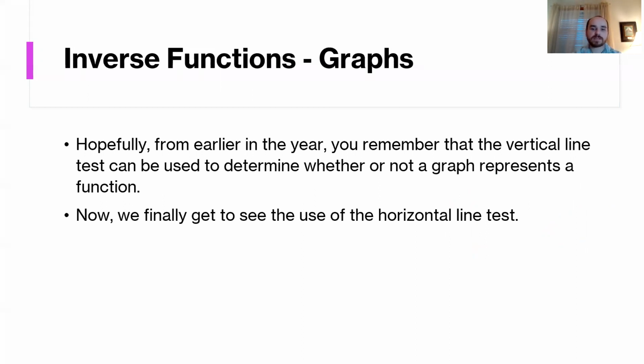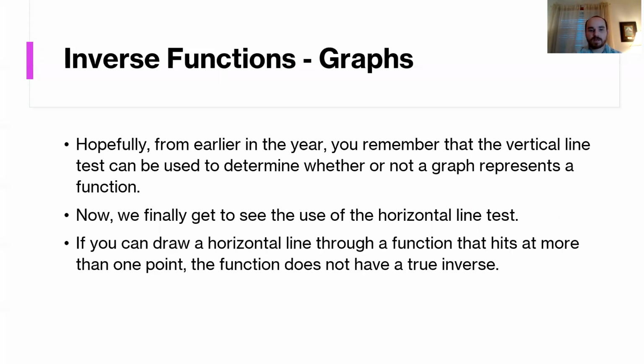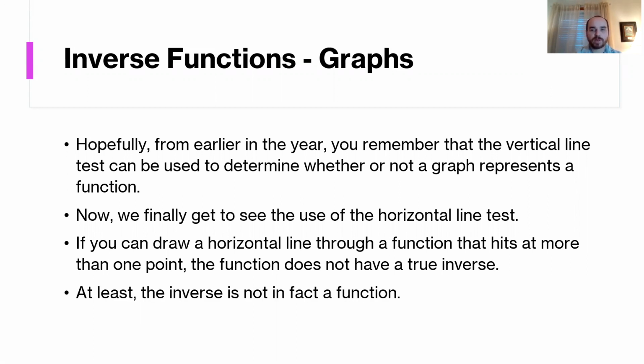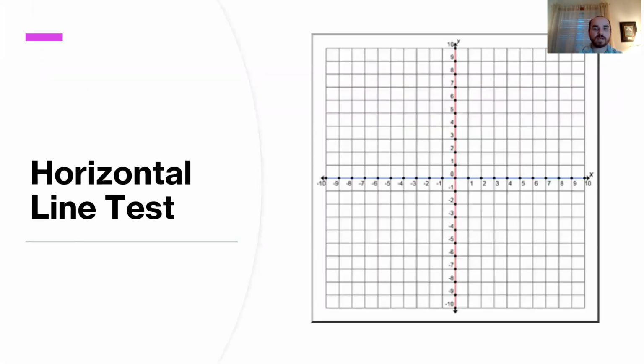Now, we finally get to see the use of the horizontal line test. The way the horizontal line test works is if you can draw a horizontal line through a function and it hits at more than one point, so same thing as the vertical line test, then the function does not have a true inverse. Now, that probably sounds a little bit weird, and I'm going to paraphrase just a little bit. This is what your book says, but I want to be a little bit more clear. The inverse is not necessarily a function if you have the horizontal line test that passes it, and I'll show you that right here. So let's again look at the function of x squared.